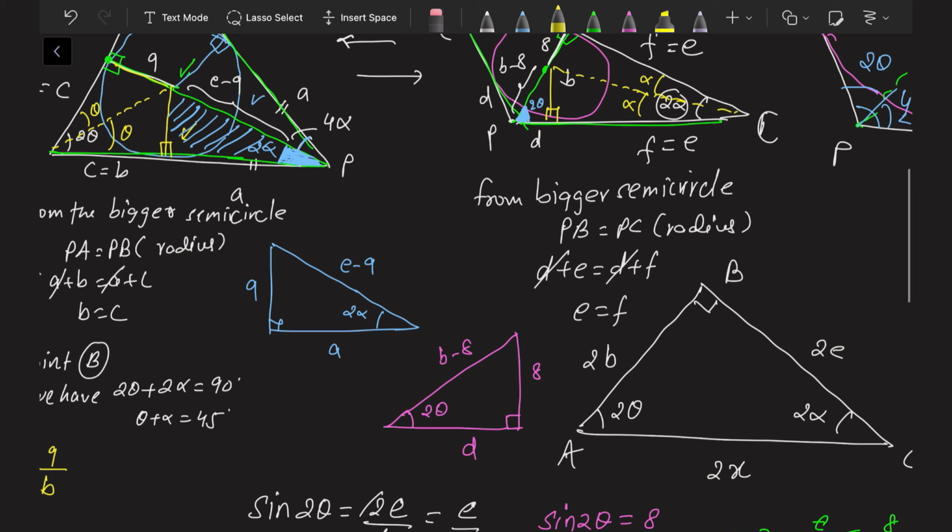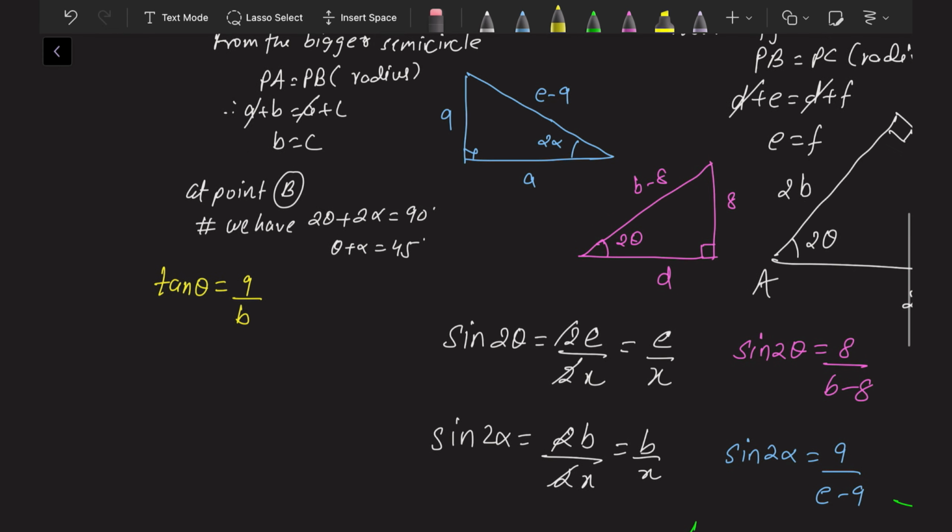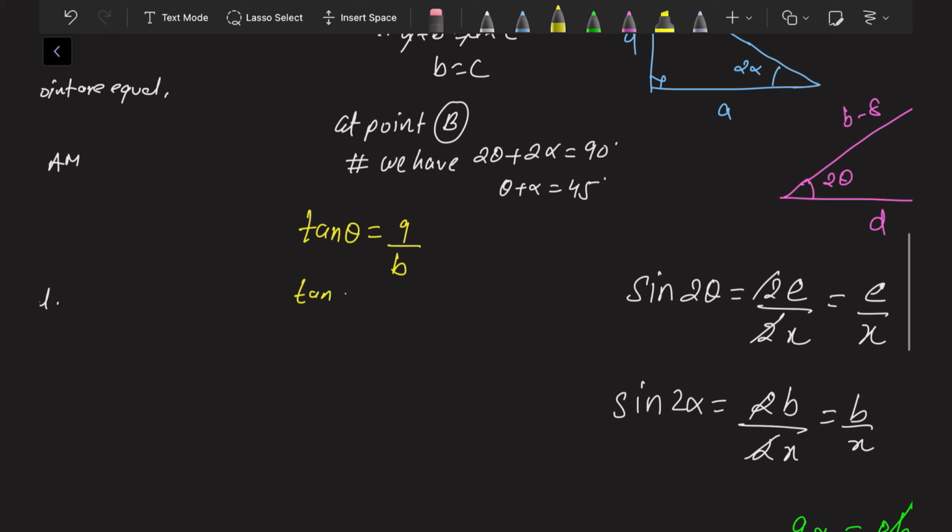In a similar way, in this yellow triangle on the other side, we have angle alpha, and the height is 8, the radius of the pink circle, and the base is e. So we also have the value of tan alpha, and that is 8 upon e. Okay, now I will not make the mistake of c and e.